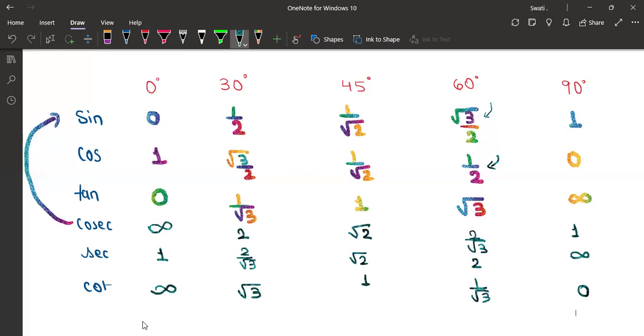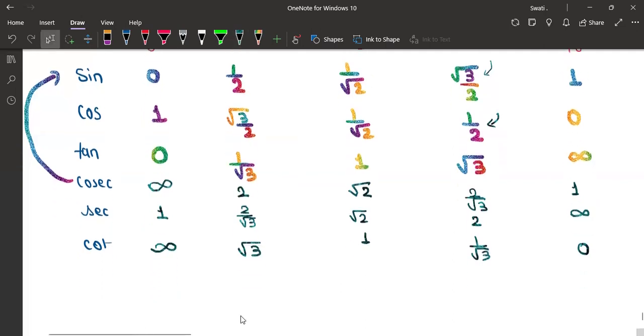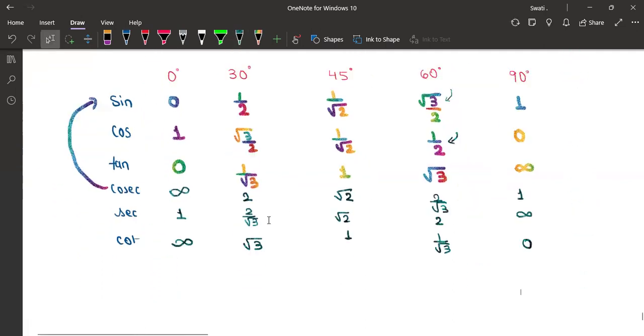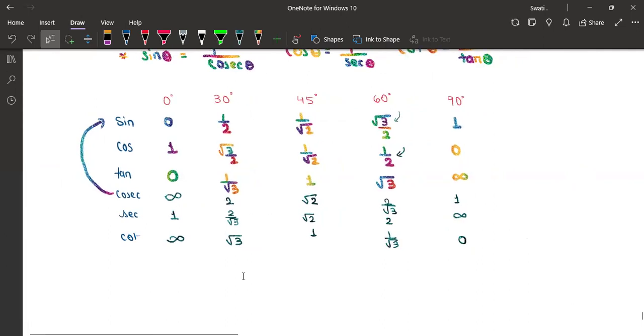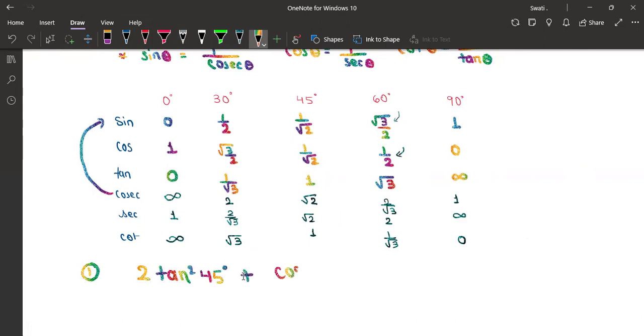So this thing you have to write it, remember, Manya. Then you will be able to do all the questions on trigonometry where the angles will be mentioned. Right now I'm going to give you one question, and we'll be solving it here on the screen only. Your question is 2 tan square 45 degrees plus cos square 30 degrees minus sine square 60 degrees. Let's solve this. Tell me the first step.